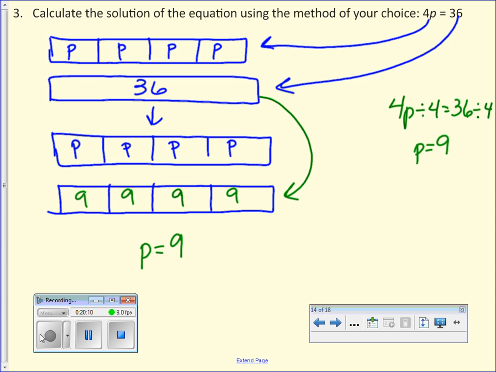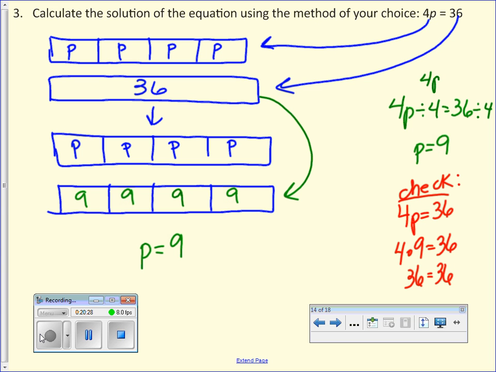So the tape diagrams give you a nice visual of what the inverse operation means. And then, of course, we write our original equation to check. Always, it doesn't matter if you use your tape diagrams or if you use your algebra, you always start with your equation.